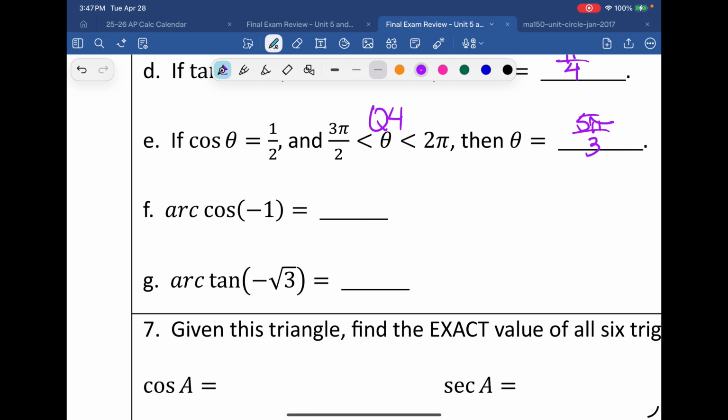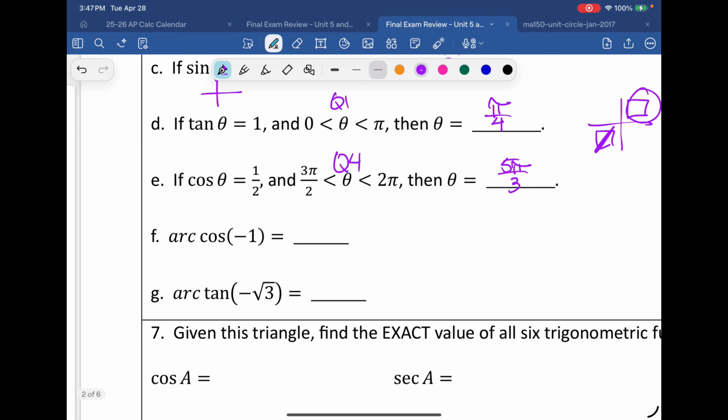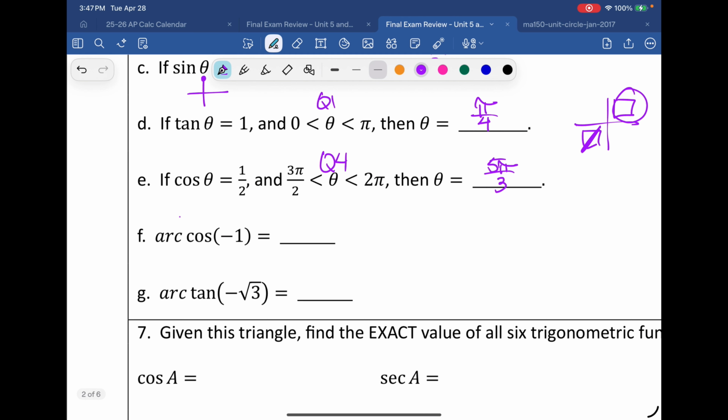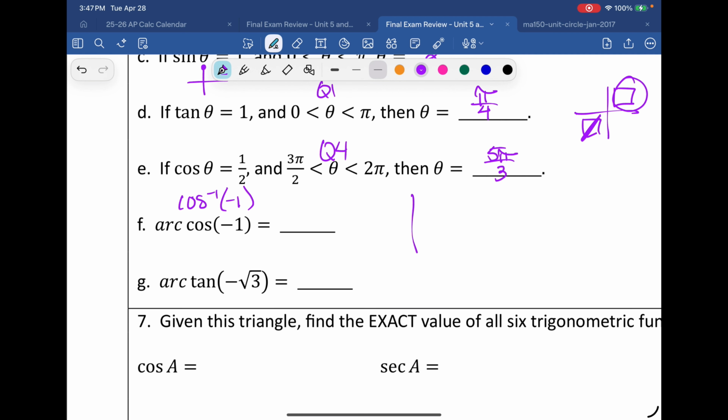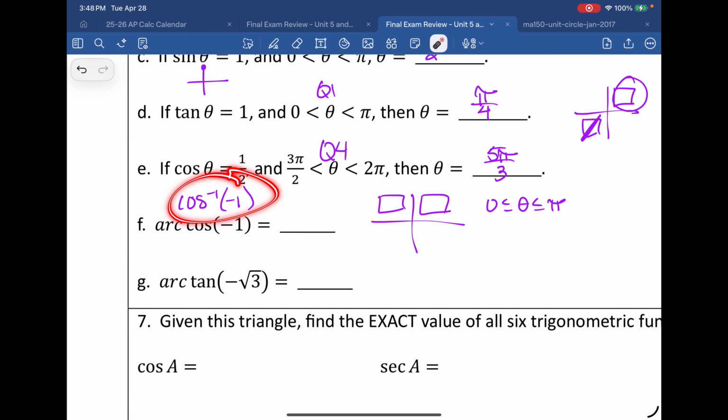Arc cosine of -1. Okay, this is inverse. This is like saying inverse cosine of -1. So you have to be really careful with this. Cosine is limited to quadrants 1 and 2. So your angles fall between 0 and pi. So it's asking for the angle whose x-coordinate is -1. -1 is there. Your angle is pi.